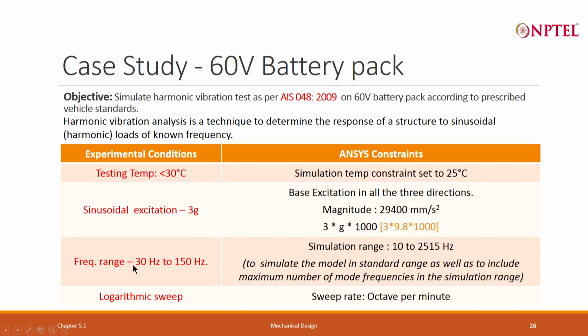What frequency range are we looking for? As per the standard, it is between 30 hertz and 150 hertz. But if you look at the components, generally this 30 to 150 hertz would not be sufficient. You may not even get the first natural frequency in this range. So generally, during the test as well as simulation, we extend it to a larger range of frequencies. Then there is the logarithmic sweep rate in octaves per minute.